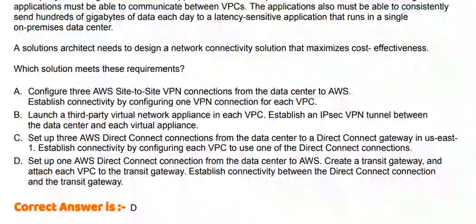And option D. Set up one AWS Direct Connect connection from the data center to AWS. Create a transit gateway and attach each VPC to the transit gateway. Establish connectivity between the Direct Connect connection and the transit gateway. And the correct answer is option D.